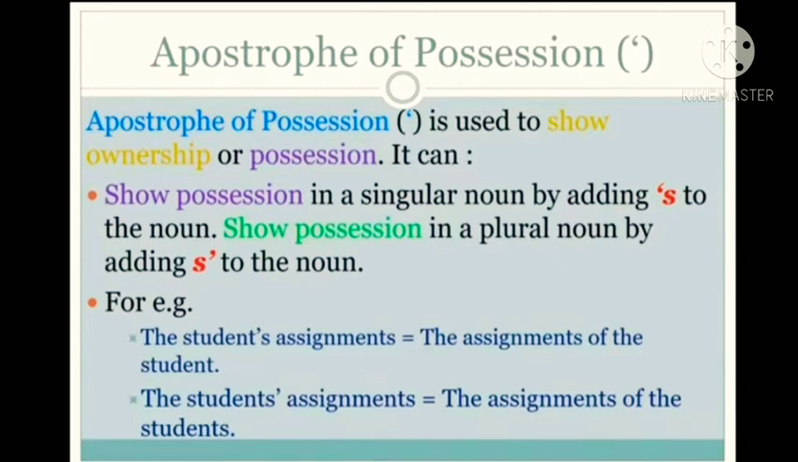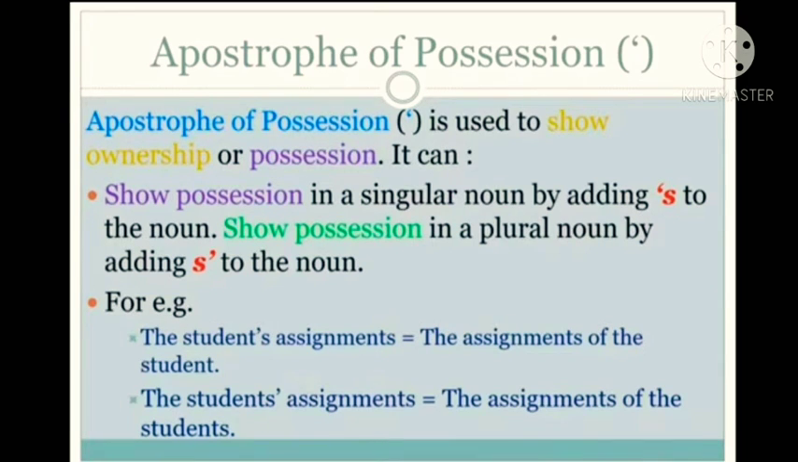For example, the student's assignments is equal to the assignments of the student. Yes, here the student is a singular noun. और जब देखिए s के बाद in the second example s के बाद कॉमा लगा हुआ है, here also it seems like students and it sounds like students assignments, but here the assignments of the students, the noun student is plural in the second example. So hope you are understanding the difference of what I'm trying to say.